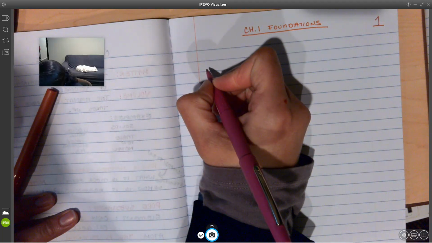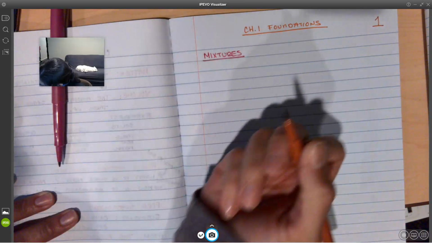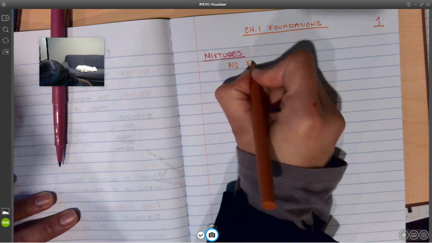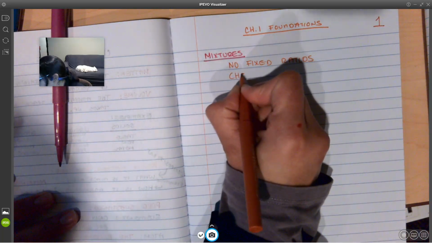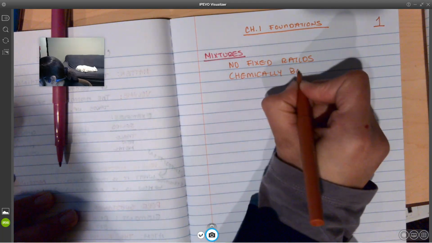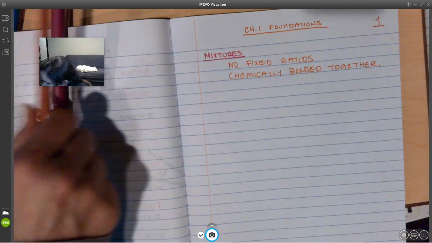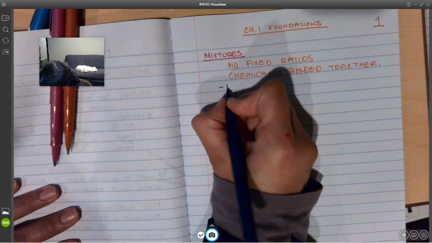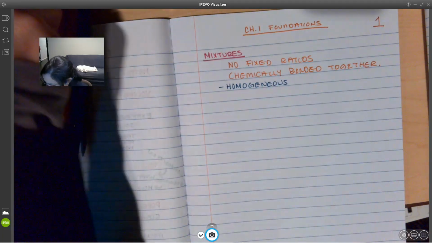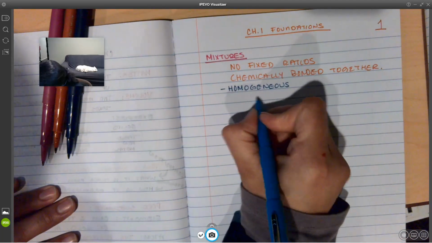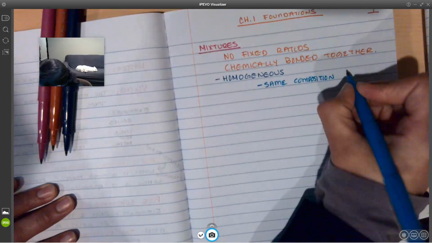So let's see. Let's go over mixtures. Mixtures have no fixed ratios. They're different from compounds. They have no fixed ratios. They're not chemically bonded together. And mixtures can be homogeneous. And homogeneous, if we recall, means that they are the same composition throughout.